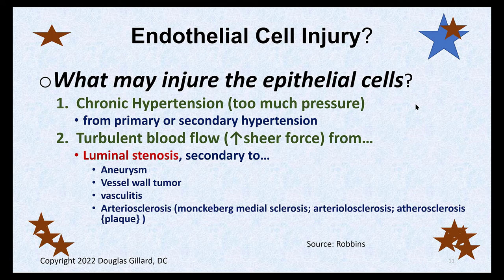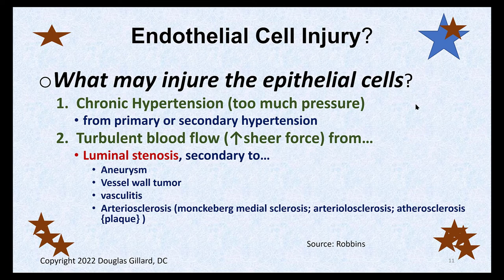Secondary hypertension means there's a reason for it. Maybe it's a tumor in the adrenal gland, and the adrenal gland is over-secreting aldosterone. And we know that, of course, that aldosterone causes the reabsorption of salt and water, which is going to increase your blood pressure. Turbulent blood flow caused by an aneurysm can also injure downstream endothelial cells.